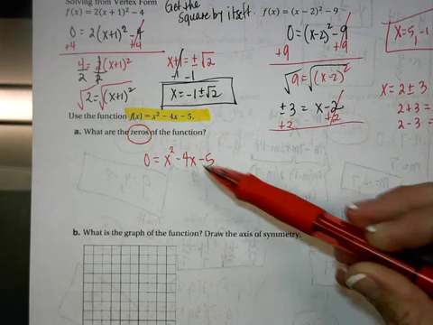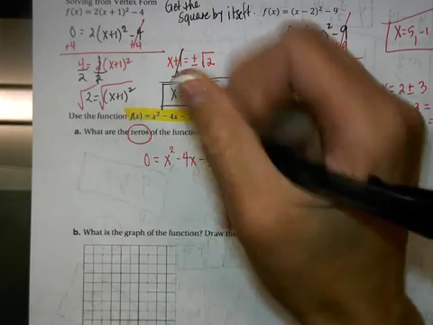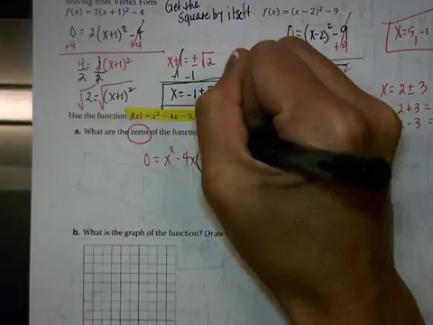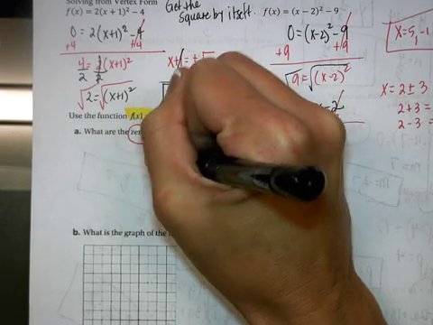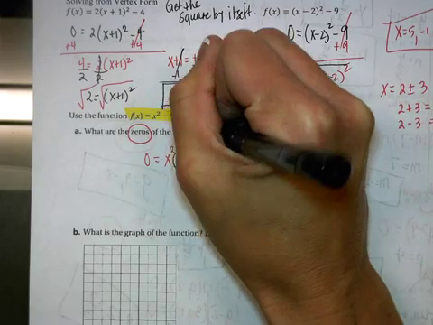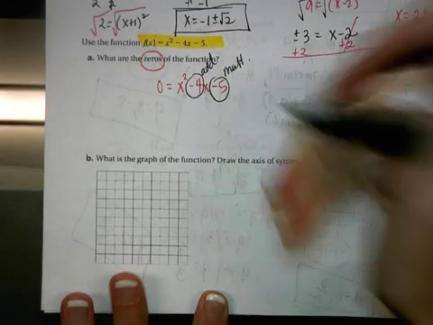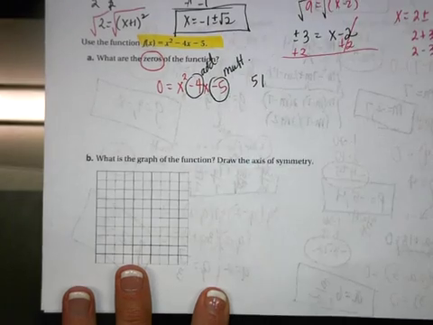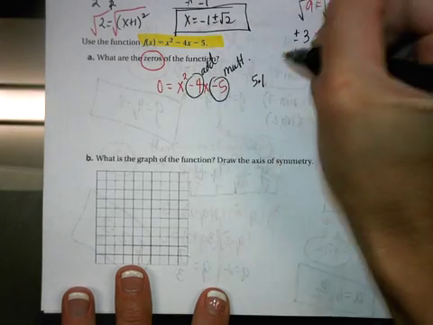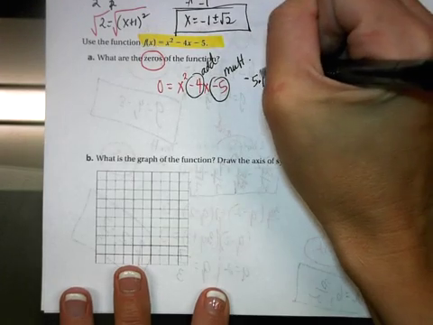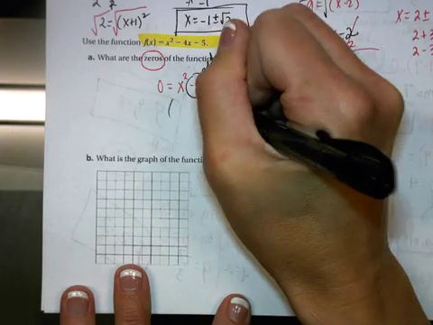Okay, so what multiplies to be negative 5 and what adds to be negative 4? Good, 5 and 1. And then which one will be negative? A negative 5 and a positive 1. Good. So we make our parentheses.